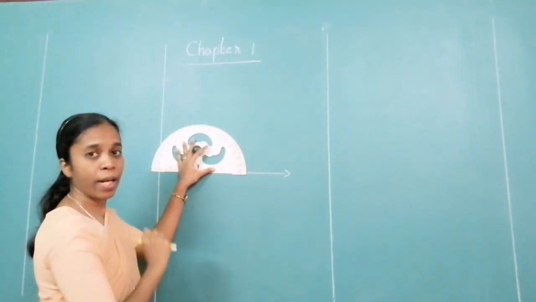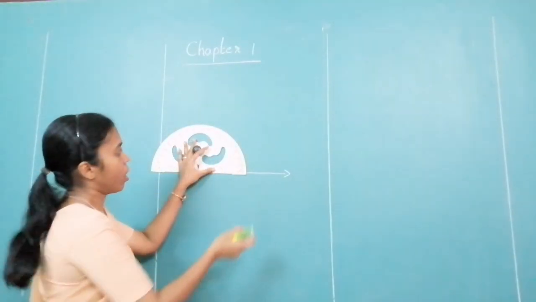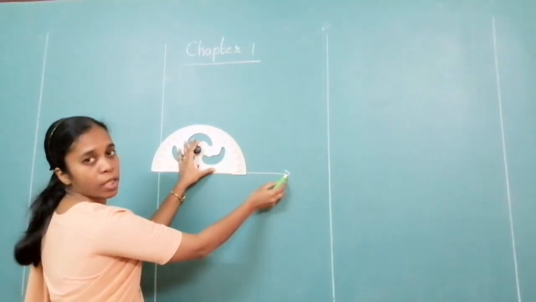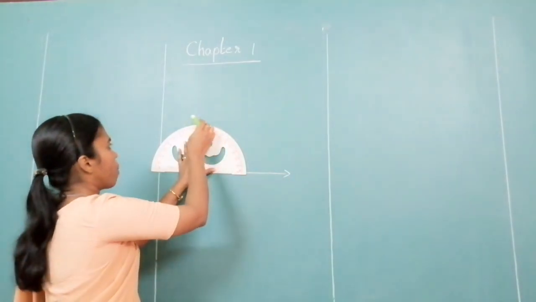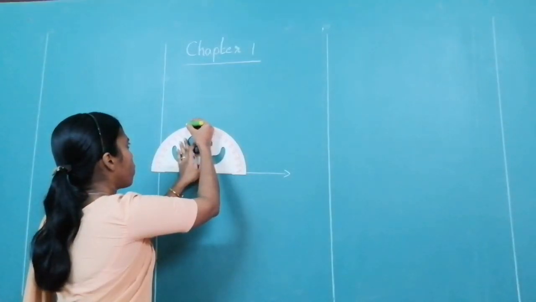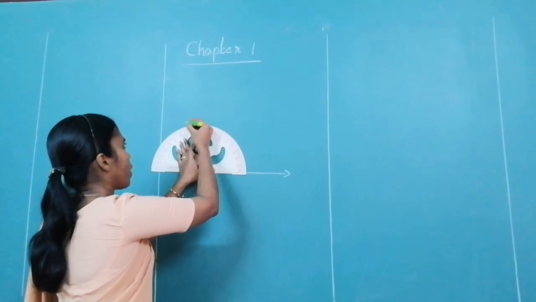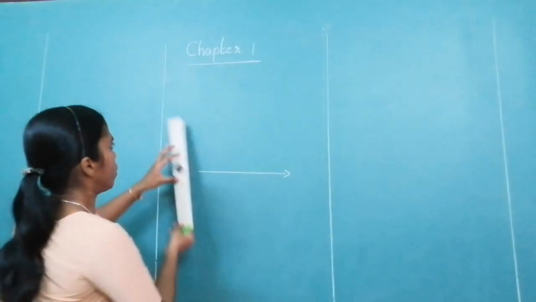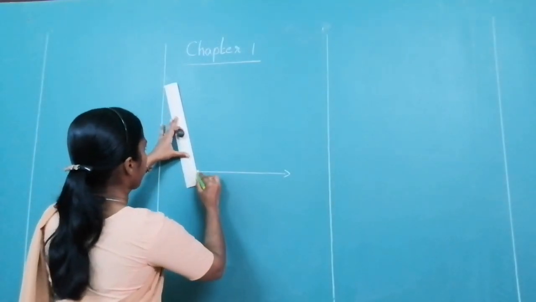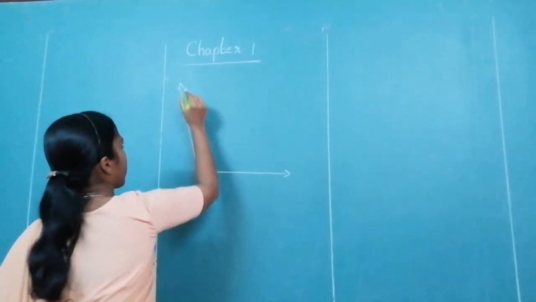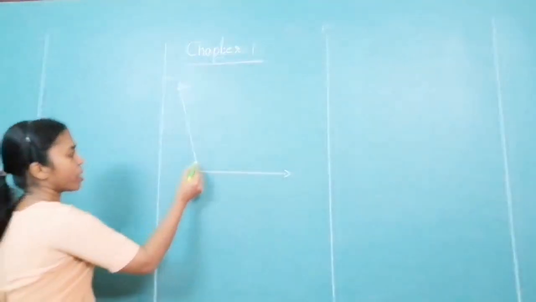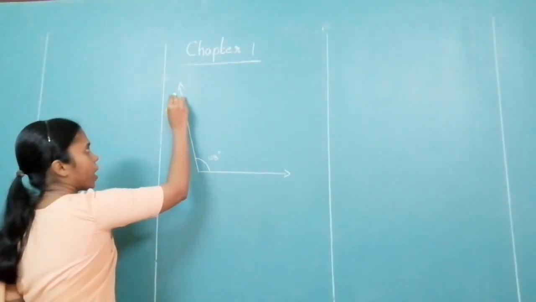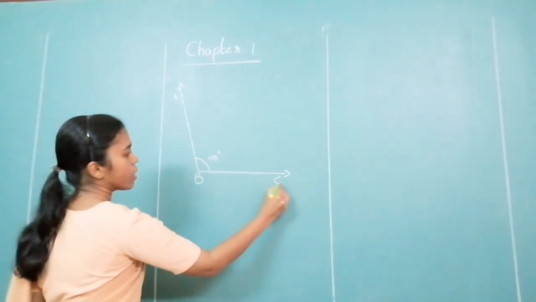Now, where is my 108 degree? From where do I start counting? I start counting from here, 0, 10, because the ray is this side. So I start from here. My 108 will be over here. 108 degree. Mark that point. Okay. Once you finish marking that, draw that ray. Now I have an angle of 108 degree. This is my 108 degree. I name this angle as A, B, C.